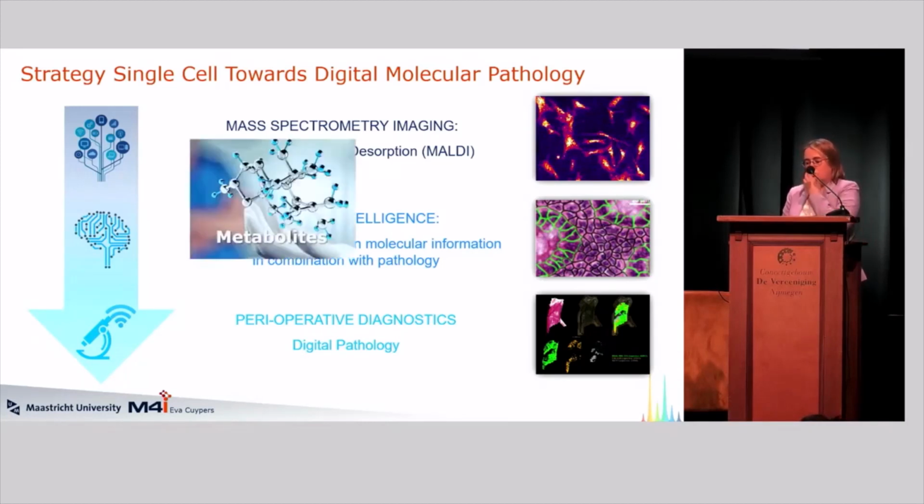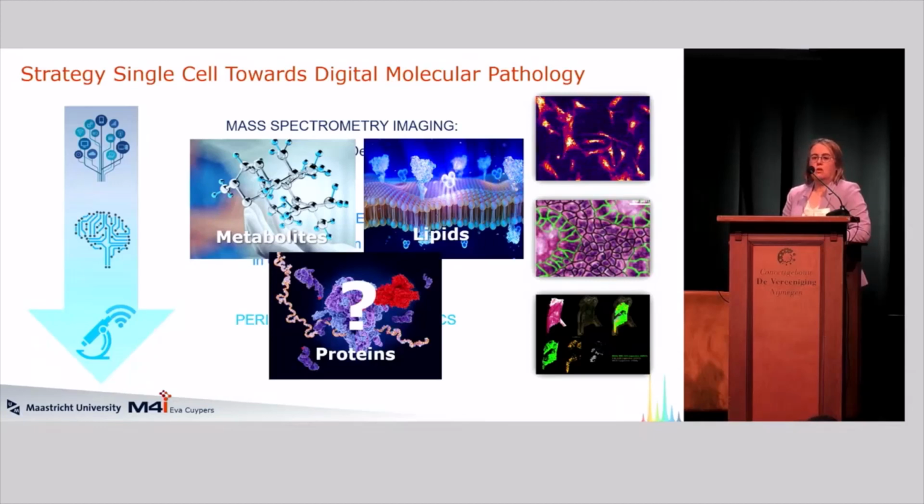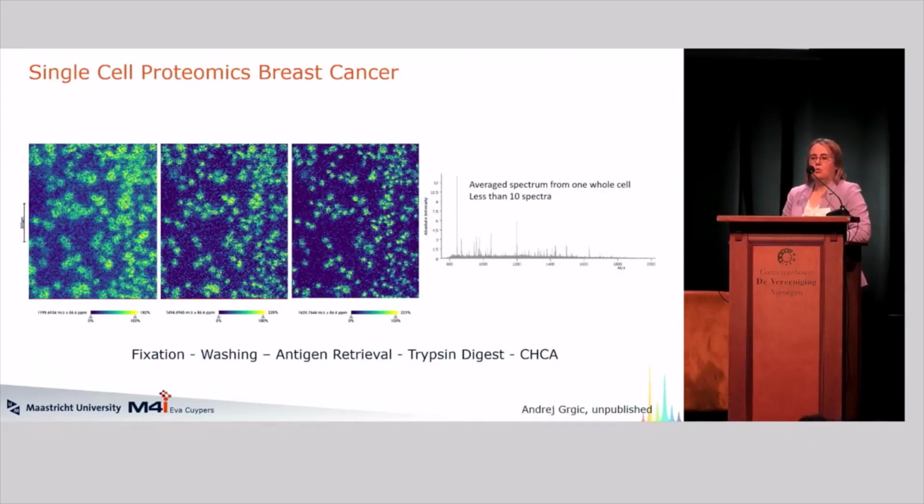What I showed you so far is mainly on metabolites and lipids, in the spectra between 100 and 1,000 Dalton. But can we also do proteomics on the single-cell level? That's a question we get very often. So my colleague, Andre, put a lot of time and effort into trying to do proteomics on these 2D cell cultures for breast cancer.